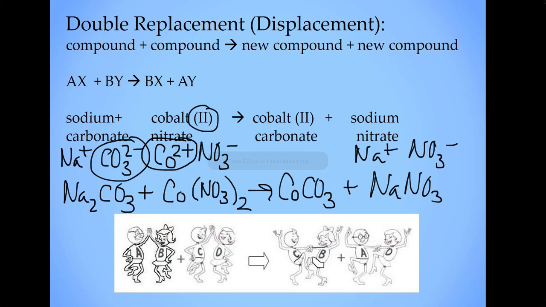Let's see if this needs to be balanced. It looks like there are 2 sodiums here and only 1 here, so I'm going to put a 2 in front. That gives me 2 nitrates, which I have right there, and 1 cobalt on each side and 1 carbon on each side. So we're done. Just putting a 2 there balances it. This one is a precipitation reaction. This actually forms a solid. So that is the solid that's formed when this comes together.